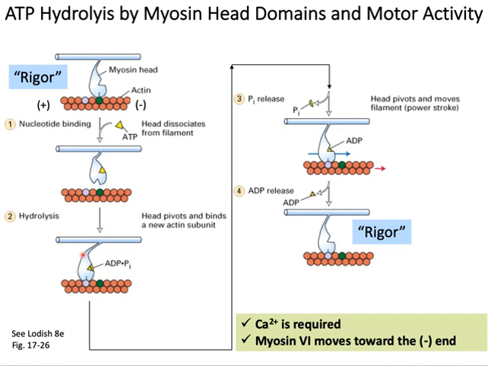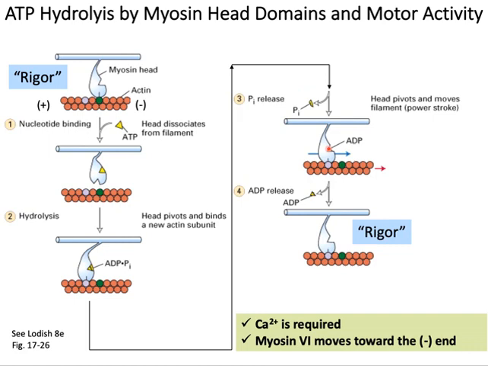And then the ATPase activity of the myosin head itself will hydrolyze ATP to ADP and inorganic phosphate. It won't release those components, but when that happens, you get a second conformational change such that the myosin head will come down and bind the actin again. But in this case, it moves towards the plus end. Eventually, the inorganic phosphate will be released as shown here in step 3, and the ADP will be released as shown in step 4.